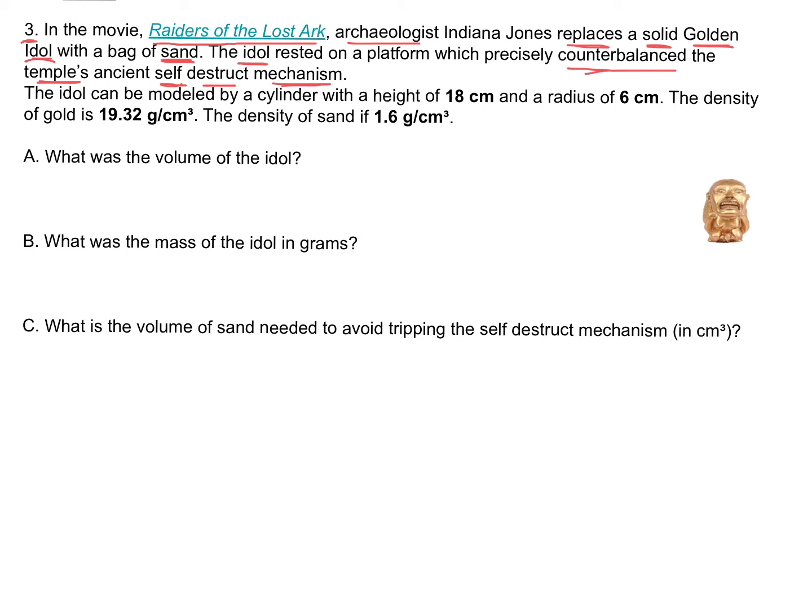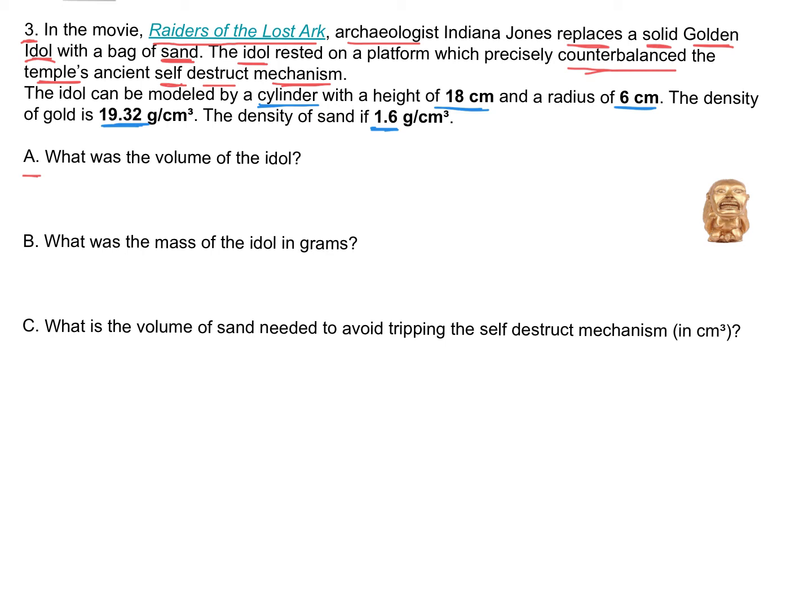Now, the idol can be modeled as a cylinder with a height of 18 centimeters and a radius of 6 centimeters. And then they go on to tell me more information. The density of gold is 19.32 grams per centimeter cubed, and the density of sand is 1.6 grams per centimeter cubed. First part of the question is asking me what is the volume of the idol.